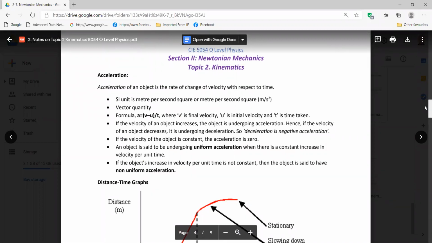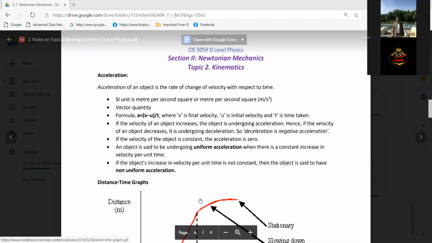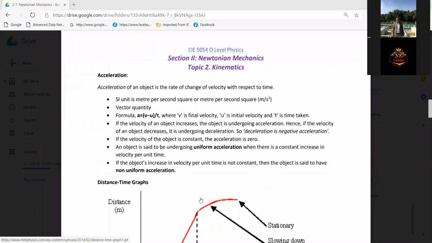So acceleration is related to velocity. Acceleration is related to direction.